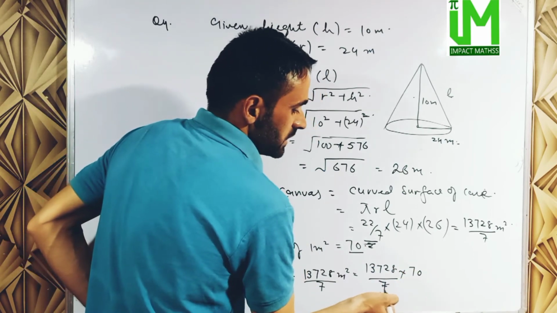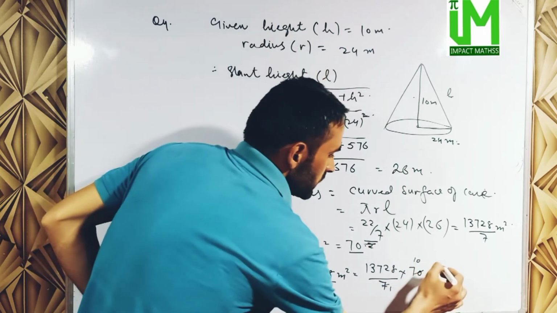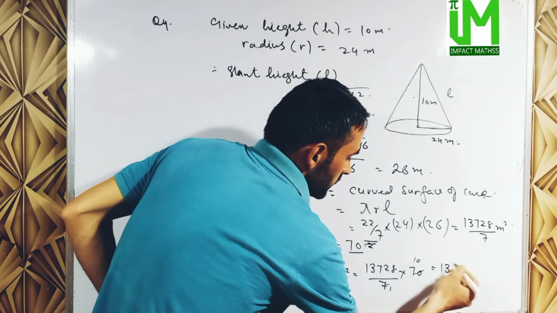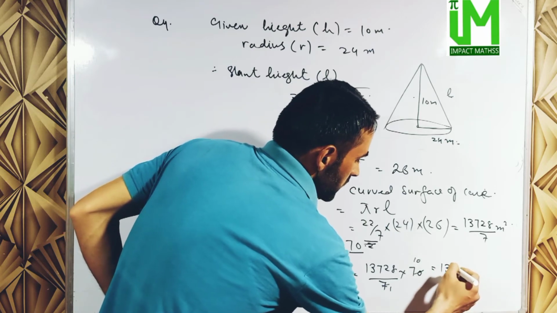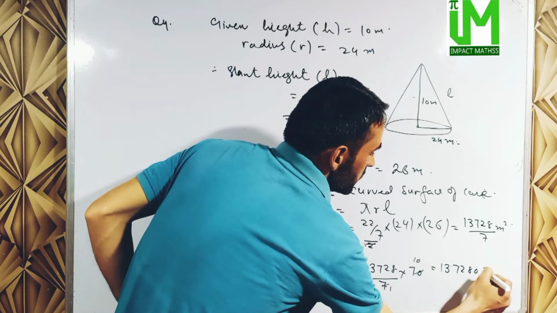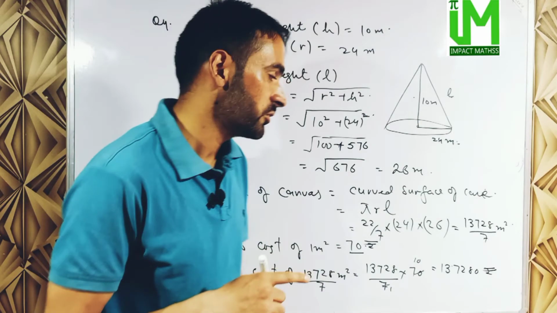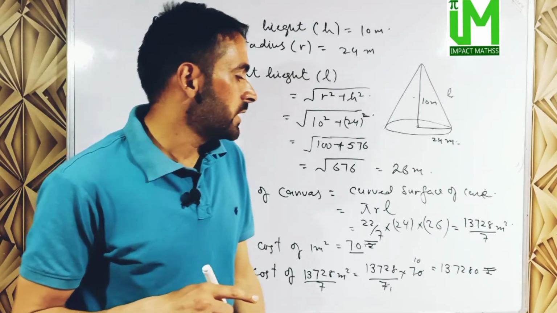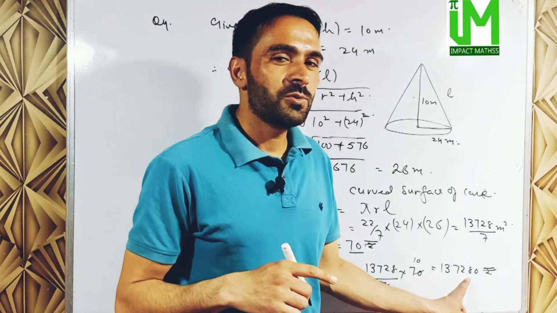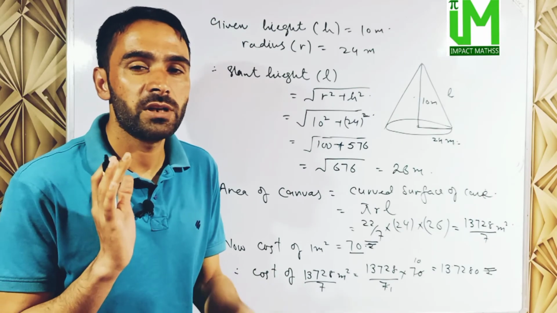So 7 1 is our 7, 10 is our... if we do the simplification, it will be 13,000. In fact it will be 13,780 rupees. So this will be the amount, because we are taking into consideration the amount, so it will be 13,780 rupees. That is the amount for making the canvas.